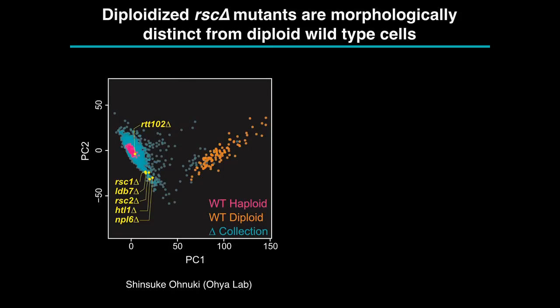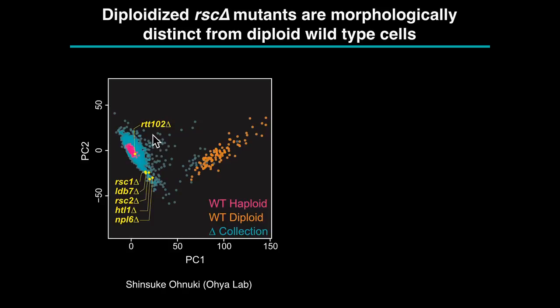Okay, so now that we identified this spontaneous diploidization phenotype, we decided to have a look at the morphology. To do this, we collaborated with Yoshikazu Ohya's lab. In particular, I was working with his postdoc, Shinsuke. In their lab, they have developed this software called CalMorph, which can measure hundreds of parameters of yeast. And so in this principal component analysis, we had Shinsuke compare the morphology of the entire deletion collection in blue with 100 replicates of a haploid wild-type strain in pink and 100 replicates of a diploid strain in orange, and then you can see the RSC in yellow.